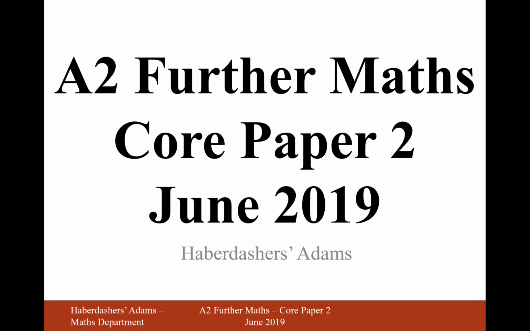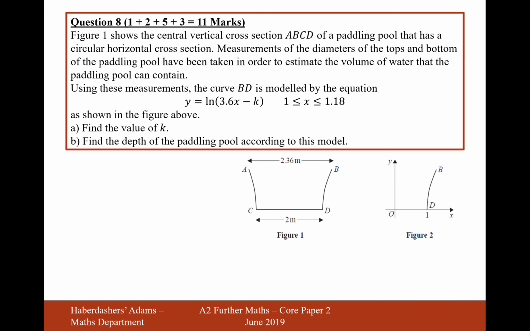Hello there, welcome to the June 2019 Core Paper 2 questions. Here we're looking at question 8. Figure 1 shows the central vertical cross-section ABCD of a paddling pool that has a circular horizontal cross-section. Measurements of the diameter of the tops and the bottom of the paddling pool have been taken in order to estimate the volume of water that the paddling pool can contain.